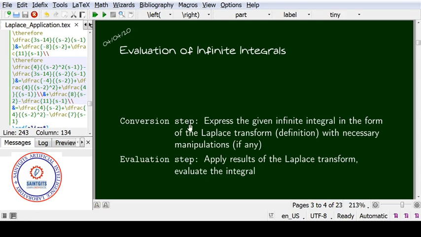Then we are going to discuss what the conversion step is. Our aim is to compare our given infinite integral with the definition of Laplace transform. Then we convert the given integral into a Laplace transform by suitable substitution or manipulation. This entire step is called conversion step. Now the problem is transformed into a Laplace transform problem. Then we evaluate that Laplace transform using our results. That is called the evaluation step. At the end of the evaluation step, we get the solution to the integration. We will discuss this with the help of a problem.